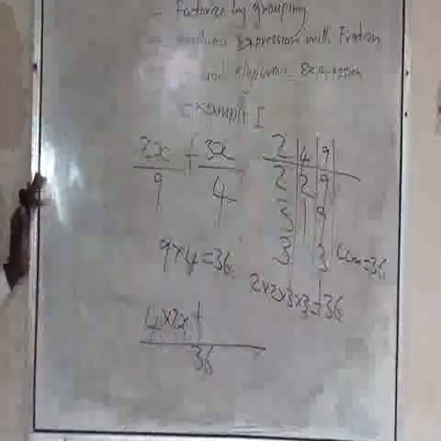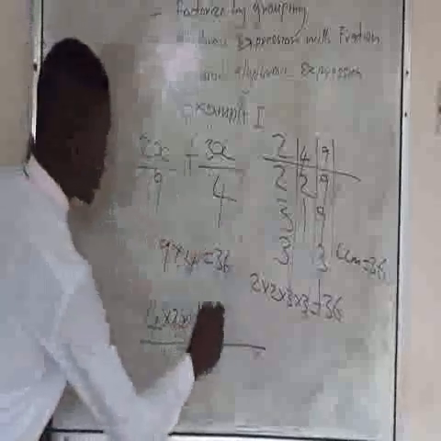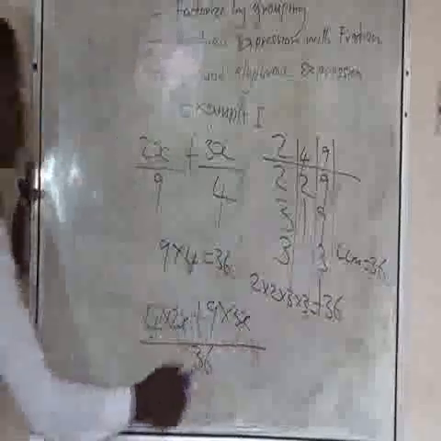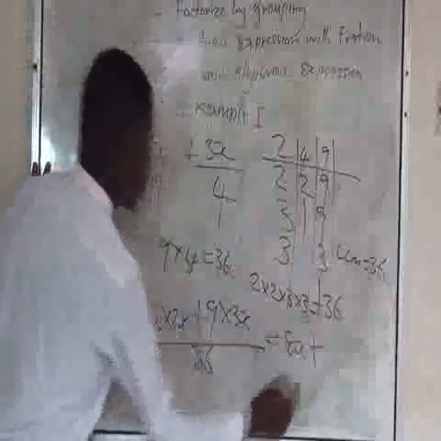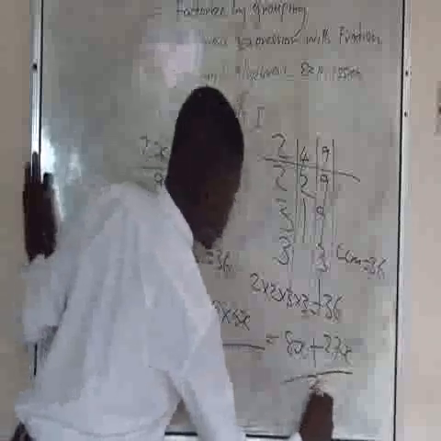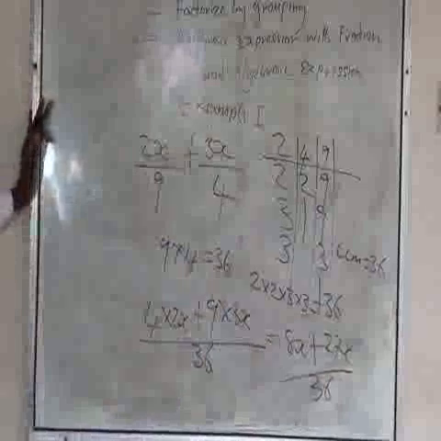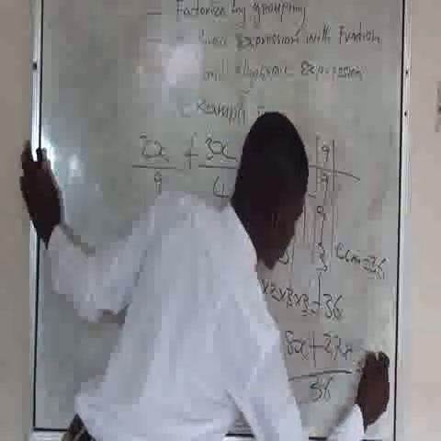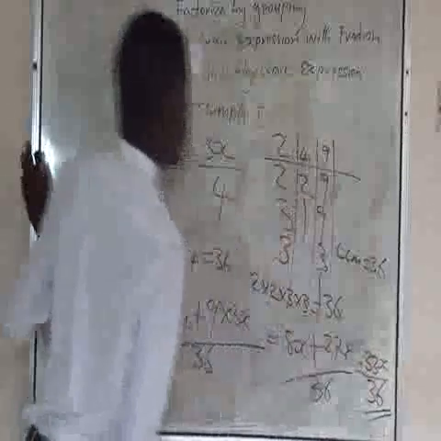Plus 36 divided by 4 will give me 9 times the numerator. 4 times 2 will give me 8x, plus 9 times 3 will give me 27x, all over 36. Then I'll add 8x plus 27x, which will give me 33x over 36. That's the final answer.